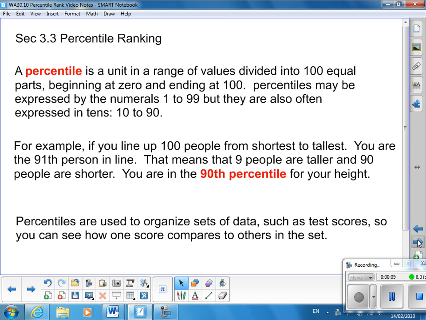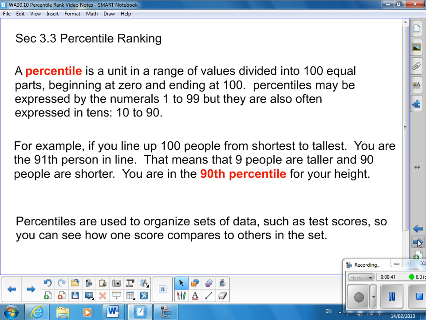A percentile is a unit in the range of values divided into 100 equal parts, beginning at 0 and ending at 100. Percentiles may be expressed by the numerals 1 to 99, but they are often expressed in tens, the 10th to 90th. For example, if you line up 100 people from shortest to tallest, you are the 91st person in the line. That means 9 people are taller and 90 people are shorter. You are in the 90th percentile for your height.